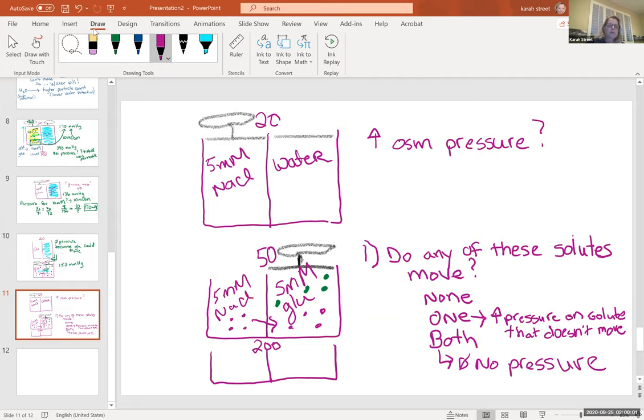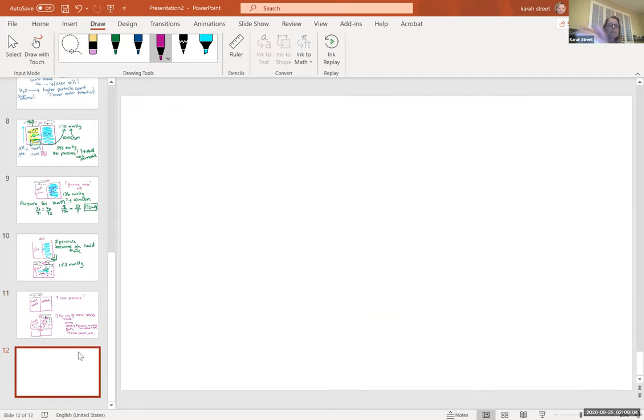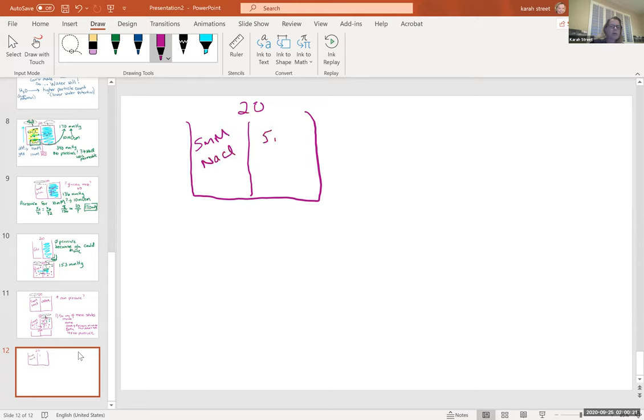All right, let's try another one. You have a molecular weight cutoff of 20. You have 5 millimolar sodium chloride, 5 millimolar glucose. What's the first question you ask? Do any of these move? No.